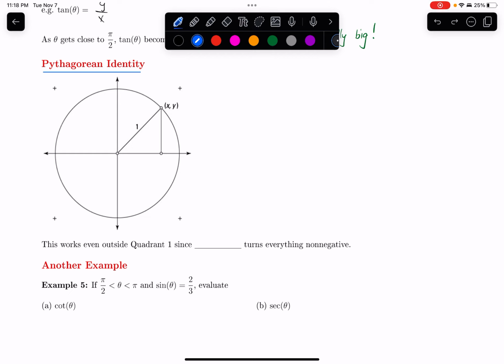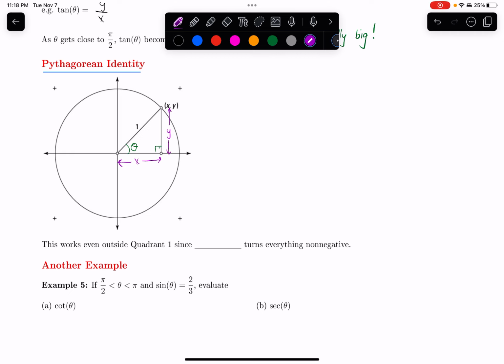In this picture, let's suppose that this angle right here, I'm going to call it theta. The angle theta corresponds to this point whose coordinates are x and y. And it's a unit circle, so my radius is 1. My hypotenuse of this right triangle is 1. In this right triangle, this horizontal length is x, and that vertical length is my y coordinate.